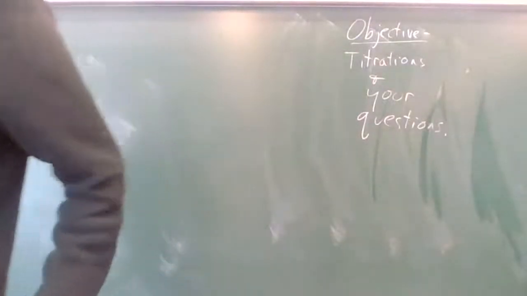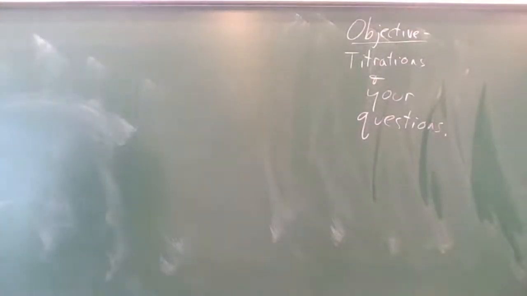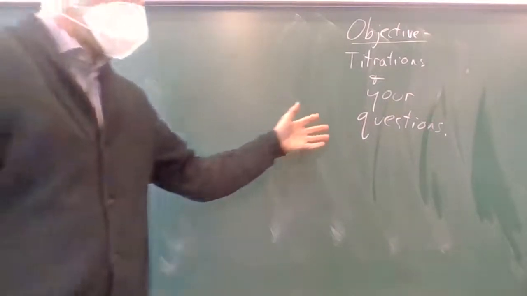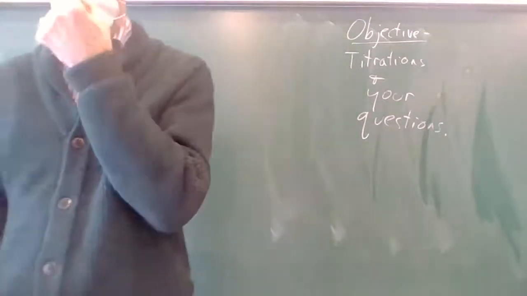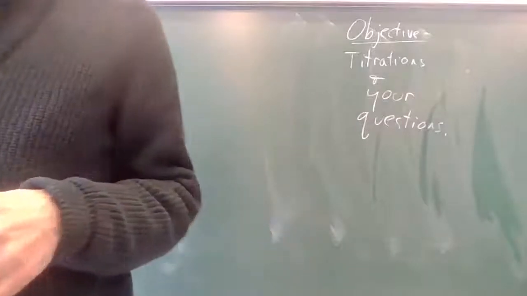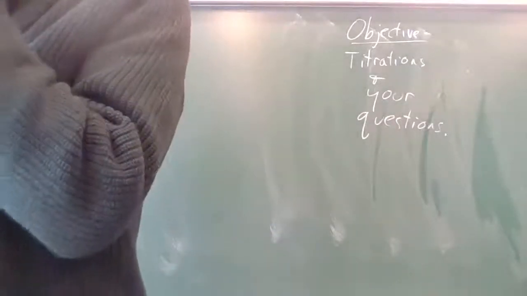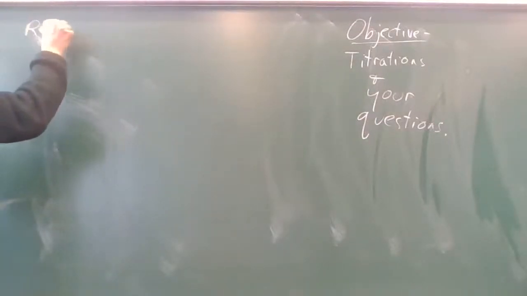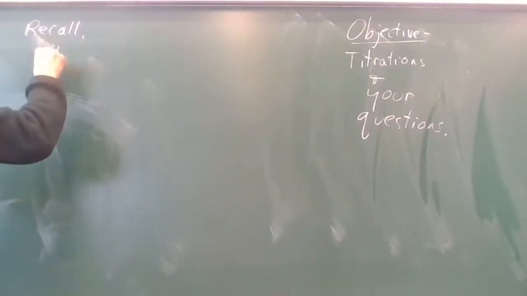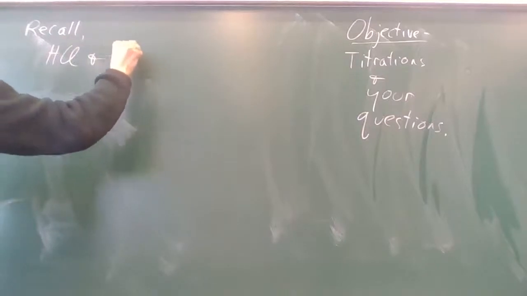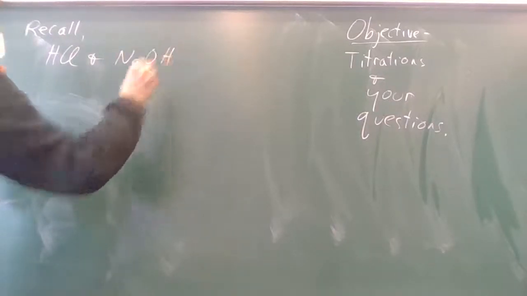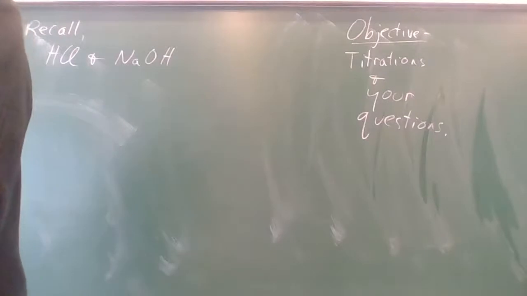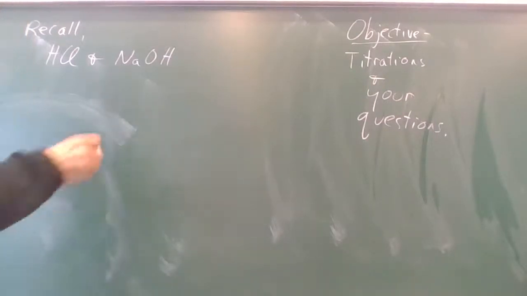All right, so welcome back, folks. I'm going to take your questions during the second period. This first period, let's work through some titration ideas. So let's find out, first off, where we were yesterday. I think we had HCl and NaOH, and there was 1 molar of both.